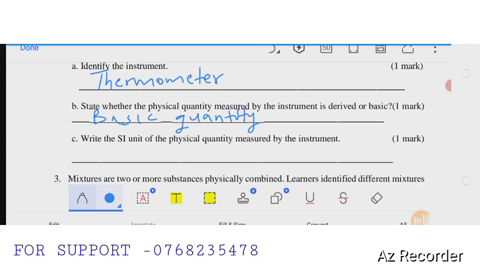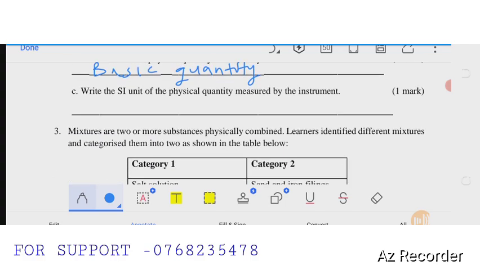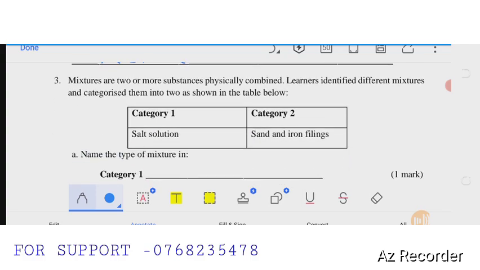as the answer. So the next question, write the SI unit of the physical quantity measured by the instrument. So the thermometer measures temperature. So temperature, the SI unit of temperature is Kelvin. Remember, temperature is among the 7 basic quantities that were agreed upon in Paris.